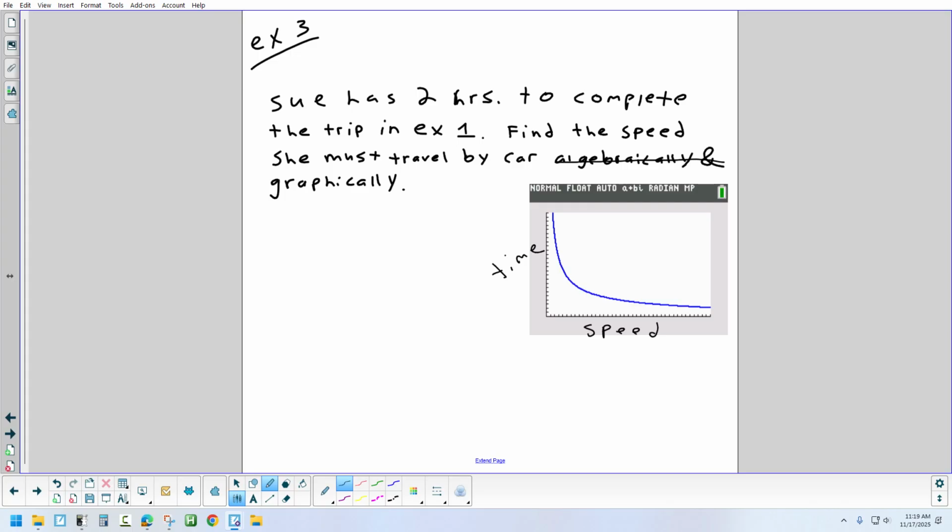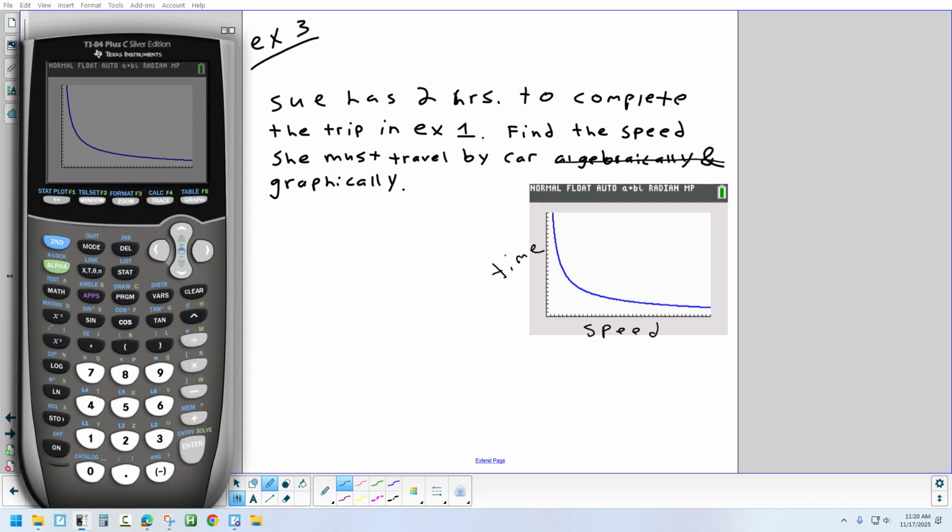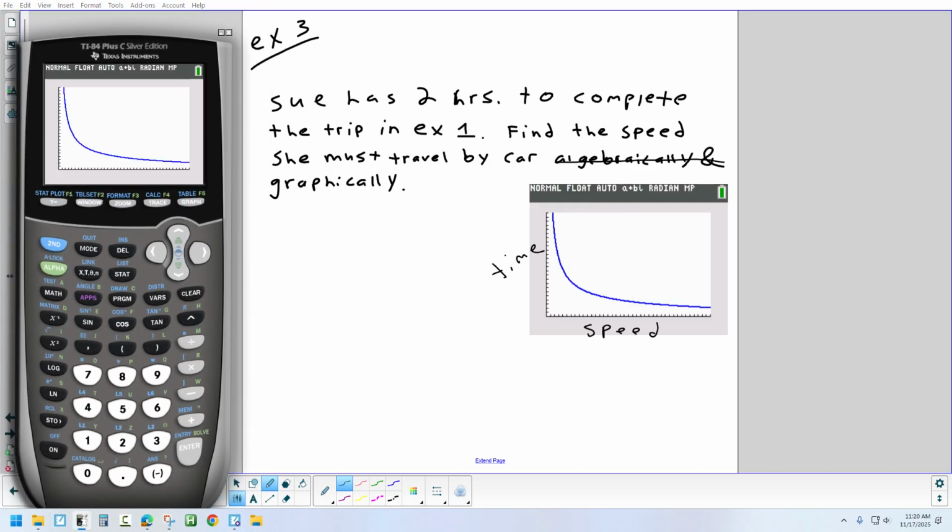Now they want us to figure out when the time is exactly 2 hours. How am I going to use my graph to figure that out? We've done this kind of thing before. We could use a table if we knew the speed and wanted to predict the time. But we know the time and want to predict the speed, so we can't use a table for that. But if you just set a line at 2 hours.